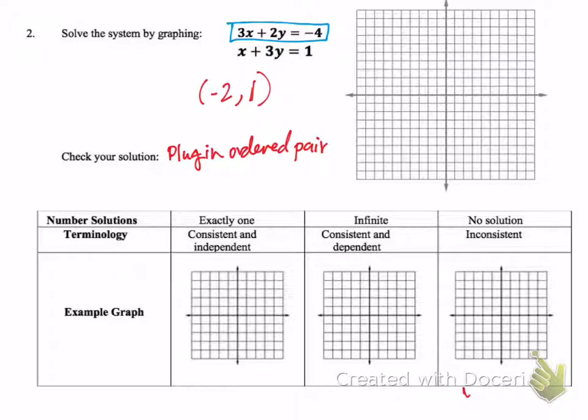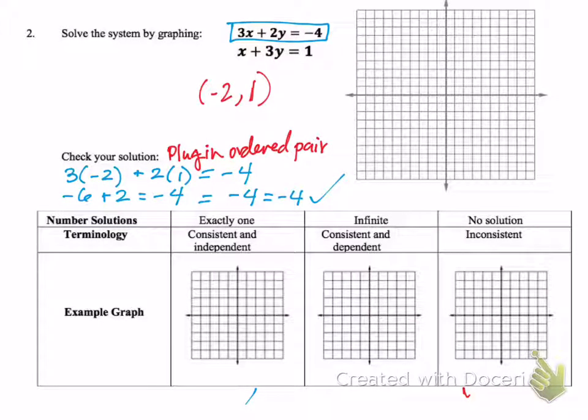So I'm going to do 3 times -2 plus 2 times 1 equals -4. And then I end up getting -6 plus 2 equals -4. And then -4 equals -4. So that's true. And then if I want to check it on the second one, -2 plus 3 times 1 equals 1. And then -2 and +3 gives me 1 equals 1.